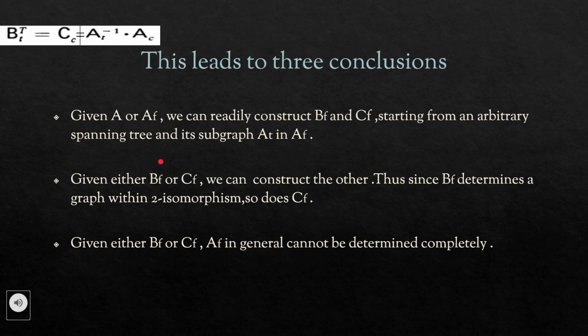The third conclusion is that given either BF or CF, AF in general cannot be determined completely. As we know, the equation for AF is At dot Ac. Over here, Bt transpose equals Cc equals At inverse dot Ac. If we know BF or CF, we only know the value of Bt transpose or Cc. And here we need the dot product of At inverse dot Ac. So it is not possible to determine completely the value of AF.